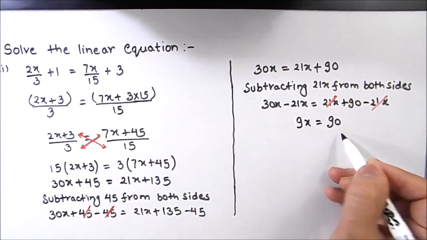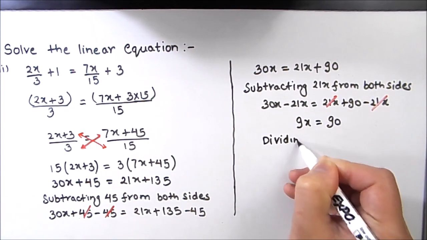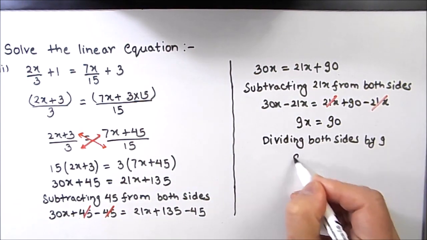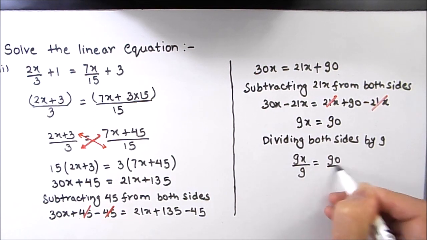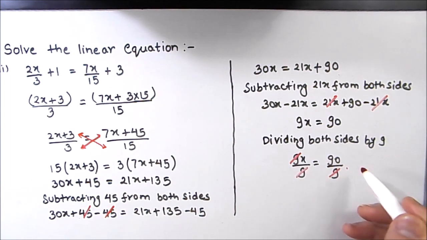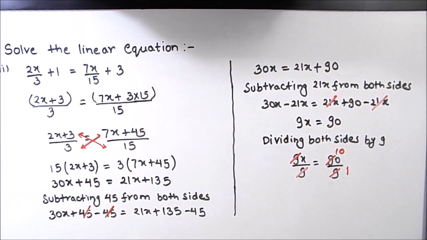For finding the value of x, we need to divide both the sides by 9. Dividing both sides by 9, this will be 9x divided by 9 is equal to 90 divided by 9. So this 9 and 9 get cancelled. On the right hand side, this is 9 times 1 and 9 times 10. So the value of x comes out to be 10. This is our final answer. So this is how you can solve linear equations having fractions.